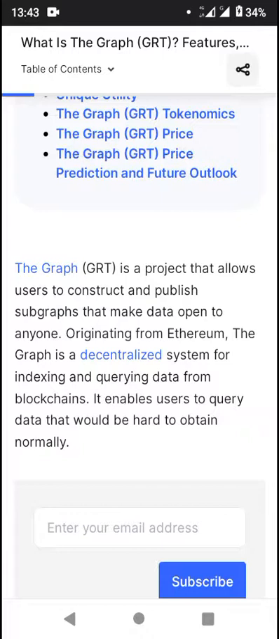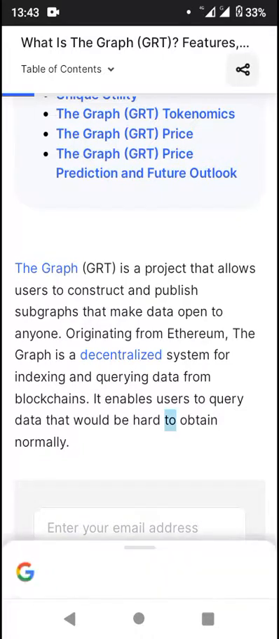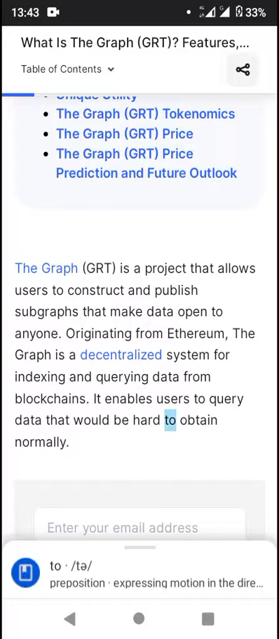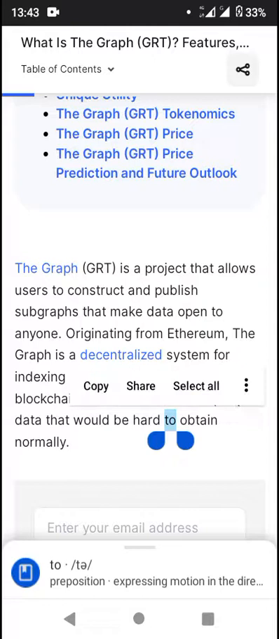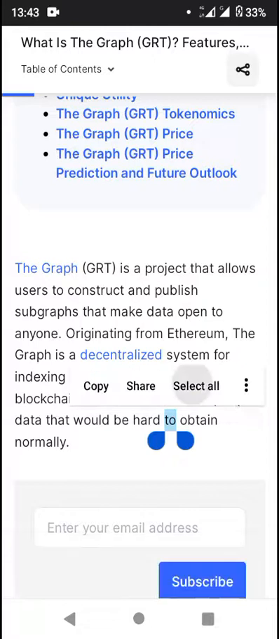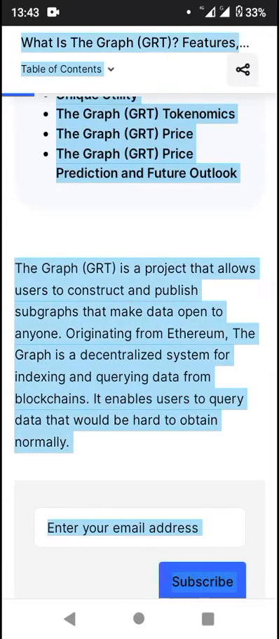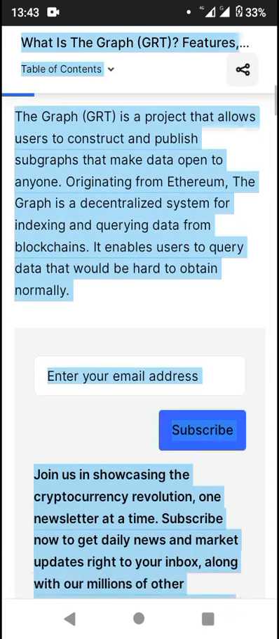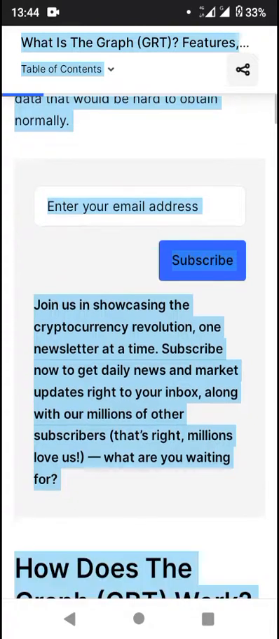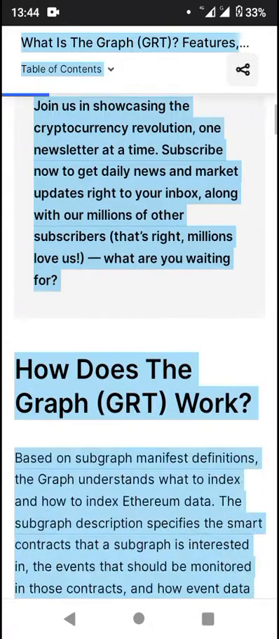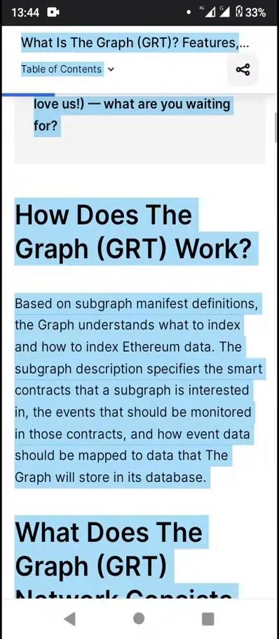So the graph GRT token is a project that allows users to construct and publish subgraphs that make data open to anyone. Originating from Ethereum, the graph is a decentralized system for indexing and querying data from blockchains. It enables users to query data that would be hard to obtain normally. So we're going to be looking at how does the graph work in general.